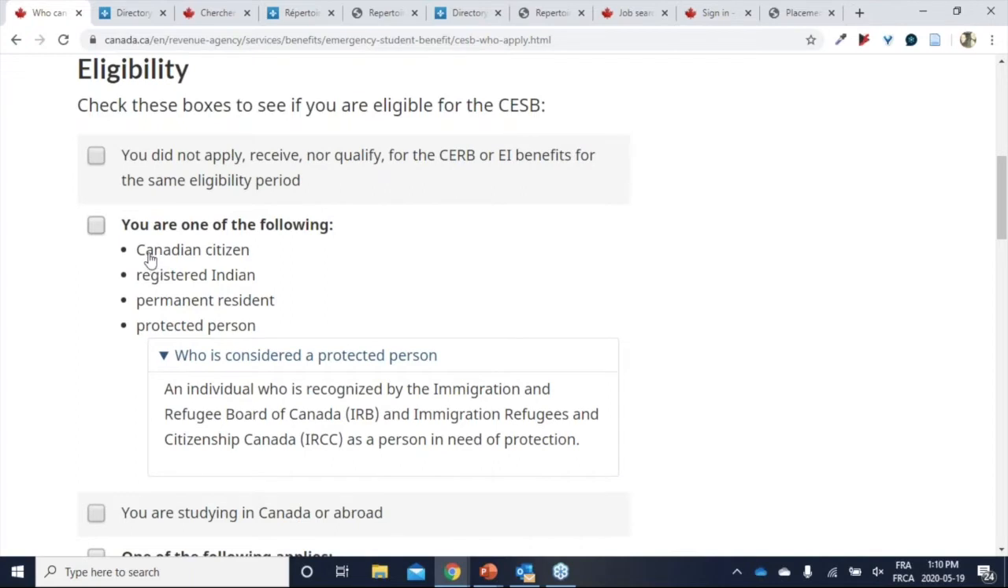You have to be one of the following: a Canadian citizen, a registered Indian, permanent resident, or protected person. Unfortunately, at this time, international students are not eligible for this benefit. Canadian citizens can have dual citizenship, that's okay. Registered Indians just need to have the Indian status. Permanent residents, and then protected persons are individuals who are recognized by the Immigration and Refugee Board of Canada and Immigration, Refugees and Citizenship Canada as a person in need of protection.